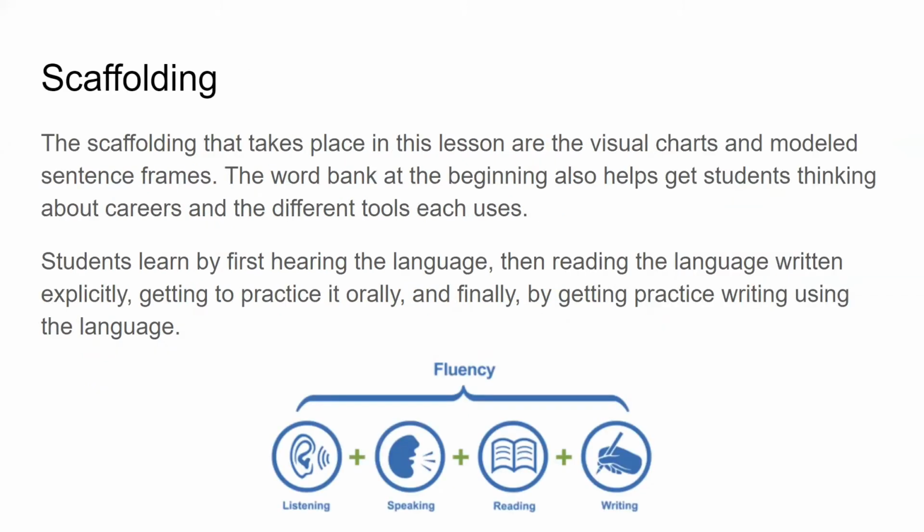The scaffolding that takes place in this lesson are the visual charts and modeled sentence frames. The word bank at the beginning also helps get students thinking about careers and different tools each uses. Students learn by first hearing the language, then seeing the language written explicitly, getting to practice it orally, and finally by getting practice writing using the language.